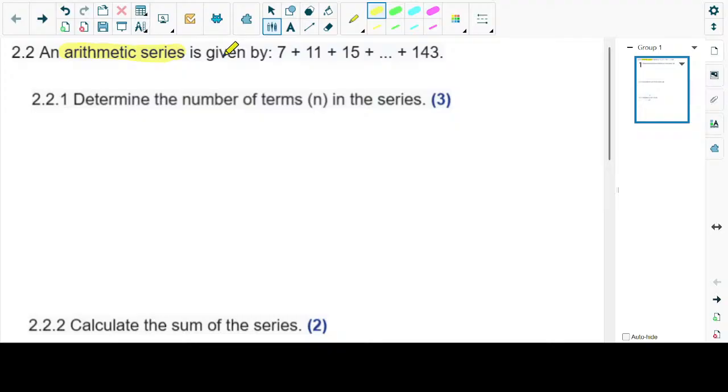How do we know it's a series? When it has 7 plus whatever. We see the plus, no? A sequence is the one with dots, and a series is just with plus. We are adding everything up here. So it's given by 7 plus 11 plus 15 plus ... plus 143. On top of 143, let's put its label.